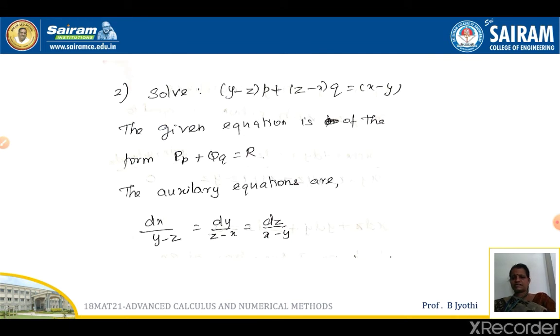Let's take the next example. (y minus z) into p, which is capital P here. This is capital Q: (z minus x) into q is capital Q here. And (x minus y) is R. So the given equation is of the form Pp plus Qq is equal to R, and the auxiliary equations are dx by (y minus z) is equal to dy by (z minus x) is equal to dz by (x minus y).